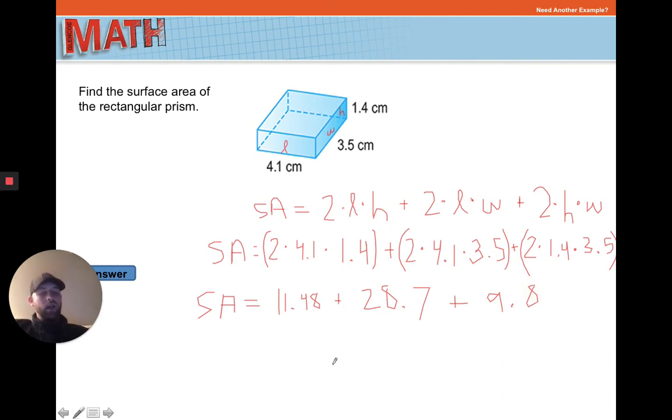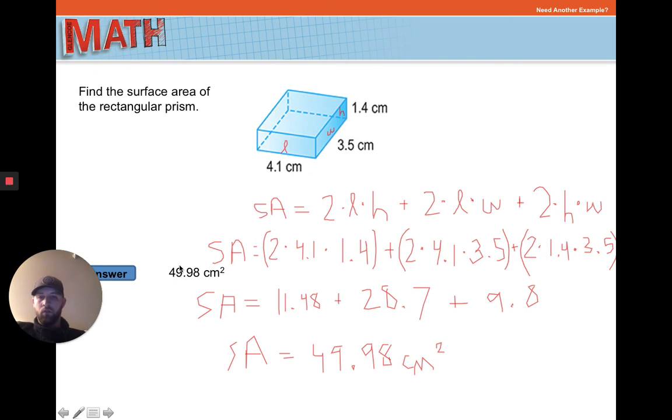Now I have an addition problem with some decimals, so just go ahead and add that up. Again, you can do that on your calculator. And when you add all of those numbers up, hopefully we get the answer of 49.98 centimeters squared. Let's check and see if we got it right. Oh, we did. Perfect, right here.